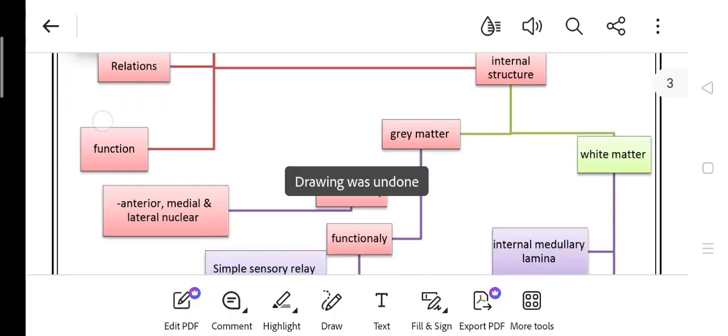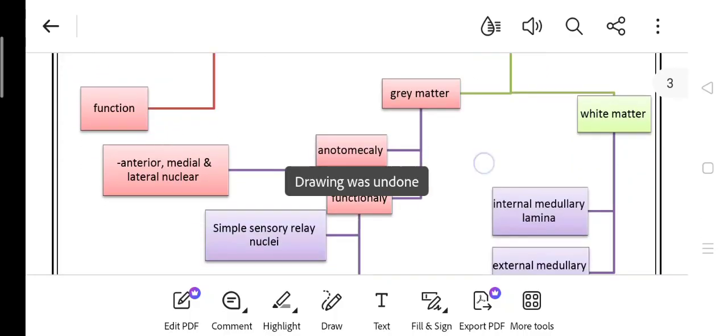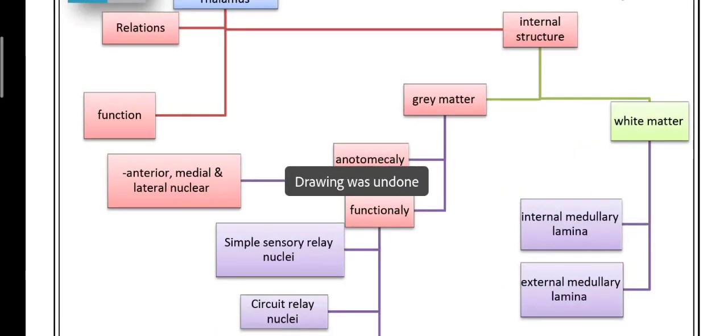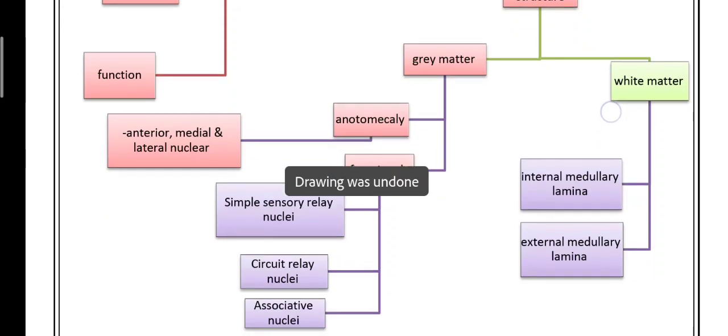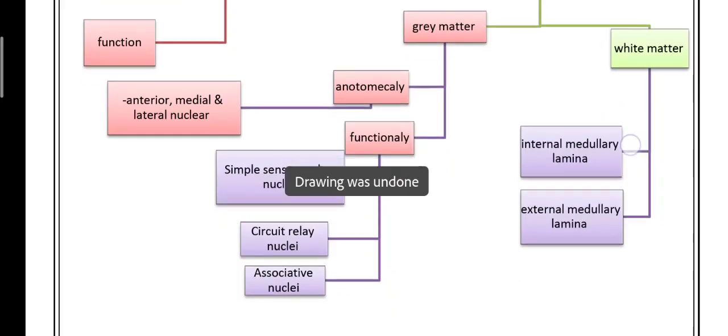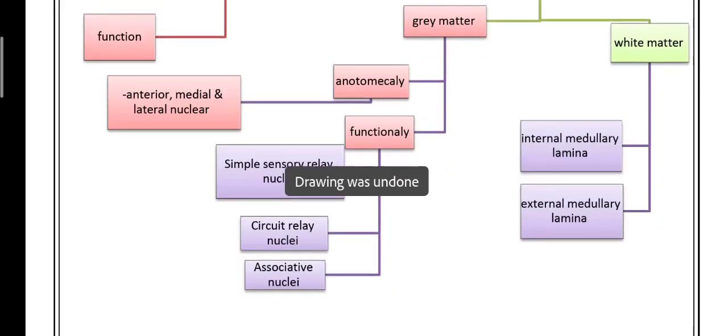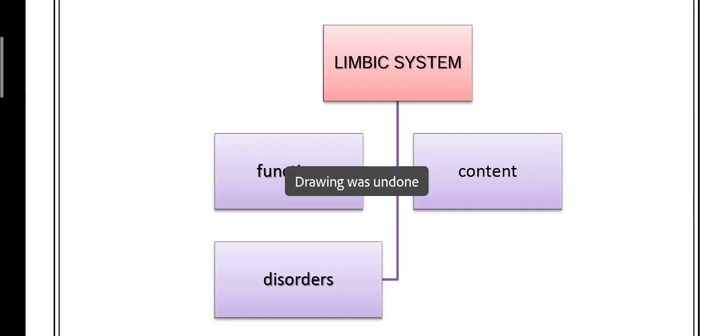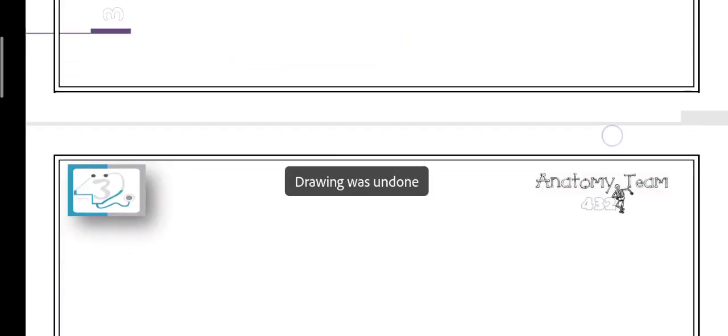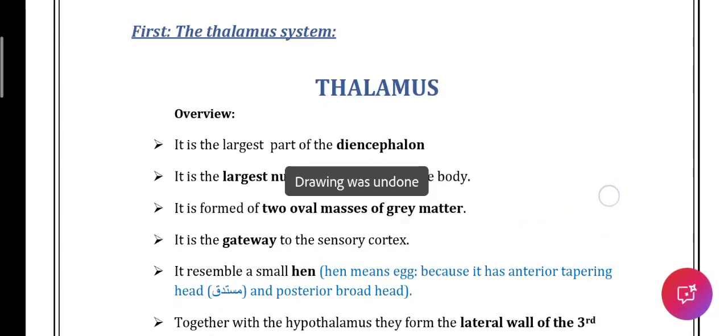The internal structure has gray matter and white matter. Anatomically there are the anterior, medial, and lateral nuclei. Functionally there are the simple sensory relay nuclei, reticular related nucleus, associated nuclei, and internal medullary laminae. The white matter has the internal medullary laminae and external medullary laminae. We are going to the thalamus.